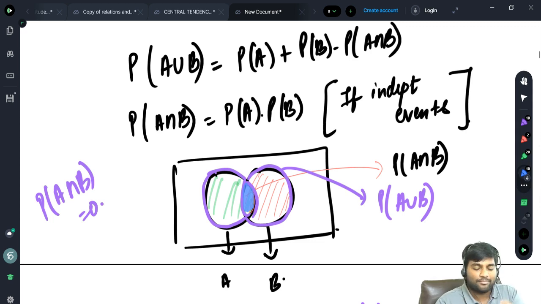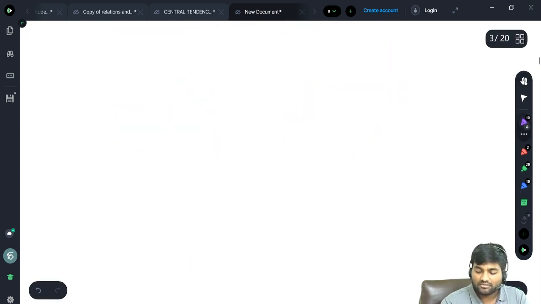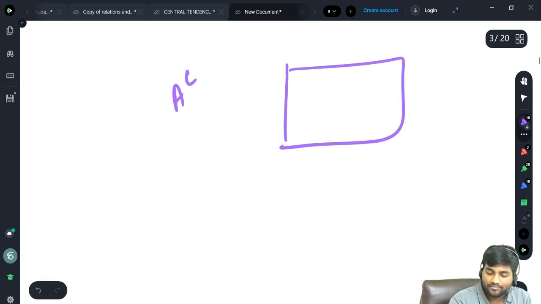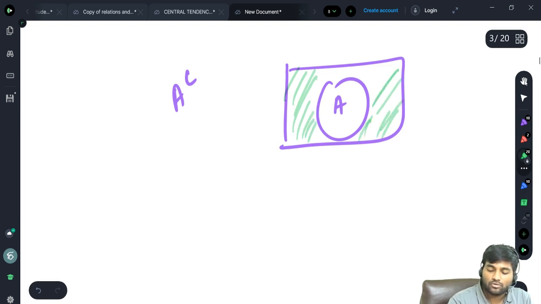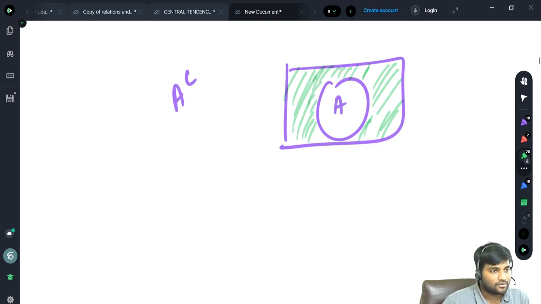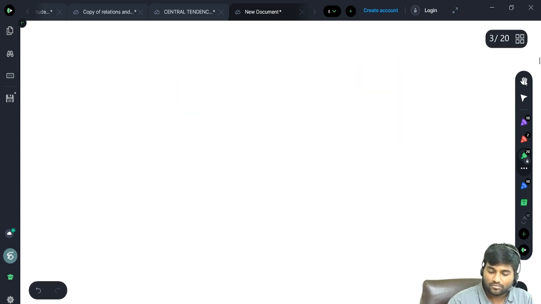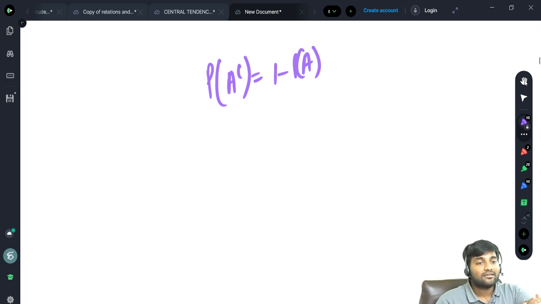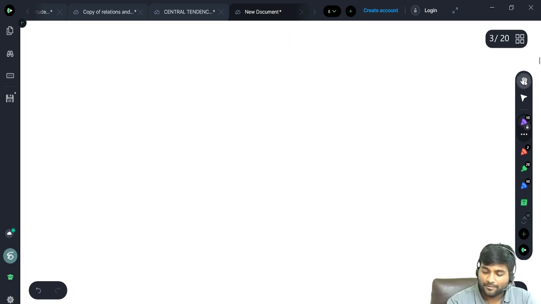What is A complement? For example, if there is only one event, just one thing. What is A complement? This means not A. Basically, not A. If we draw a Venn diagram, so if this is A, basically this part. Clear? Yes or no? Basically, this part. Okay? So what can I say about probability of A complement? 1 minus P(A), if there is only one event, A. Okay. Now, basic is done.